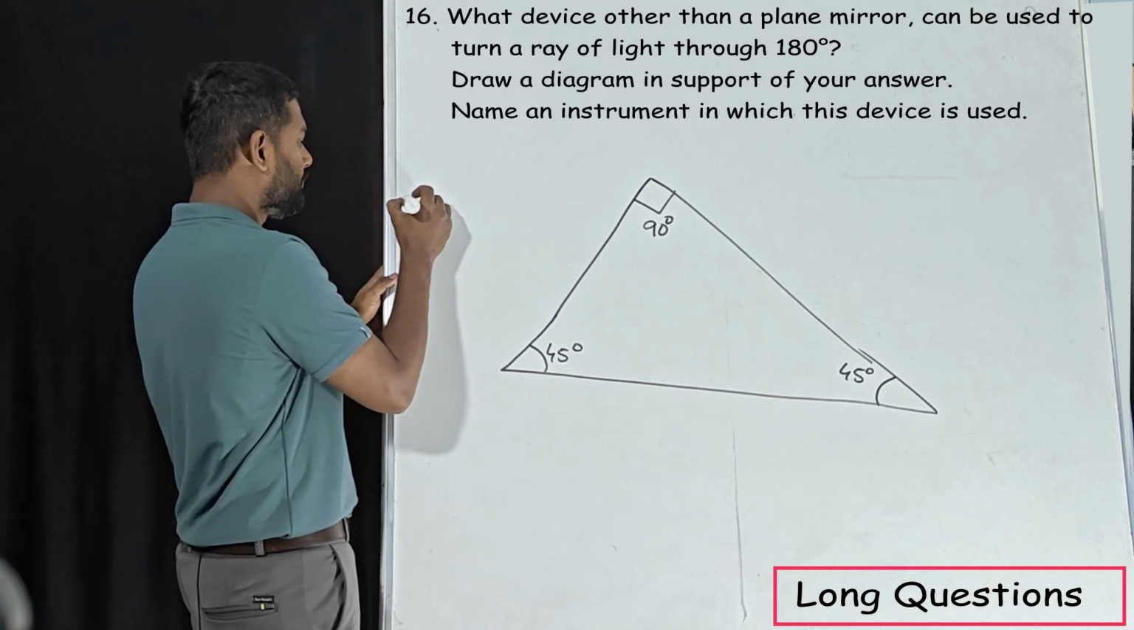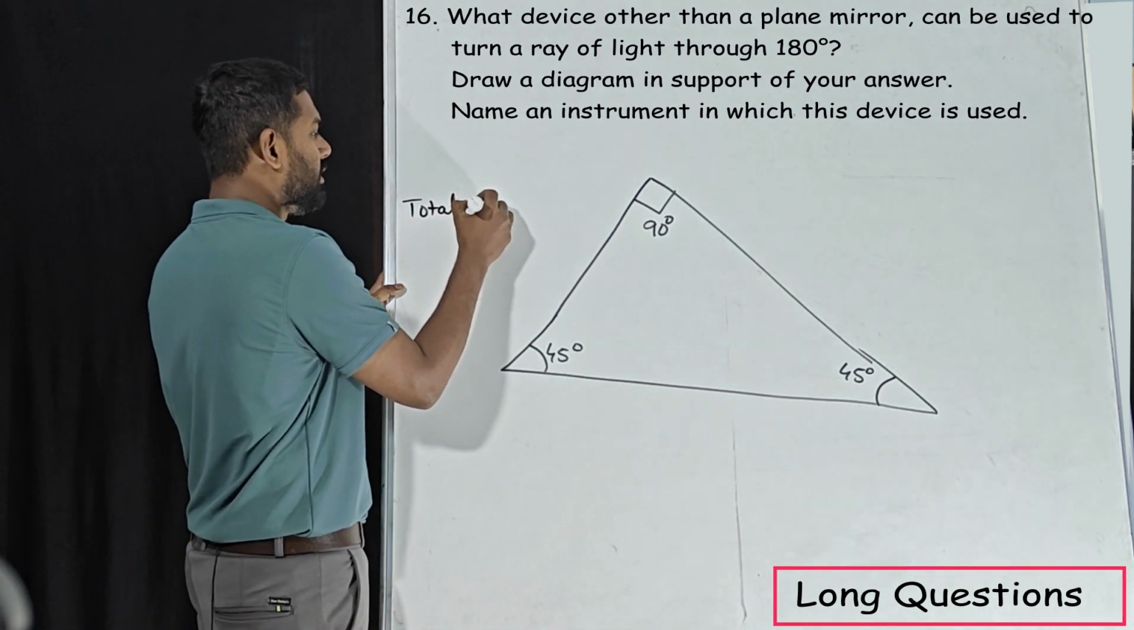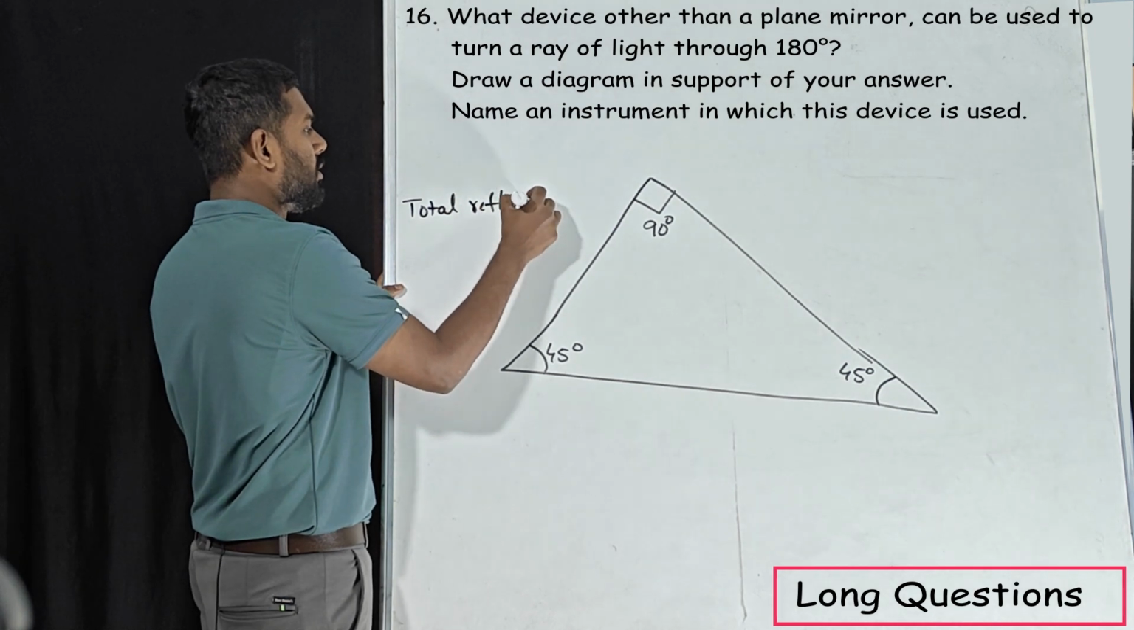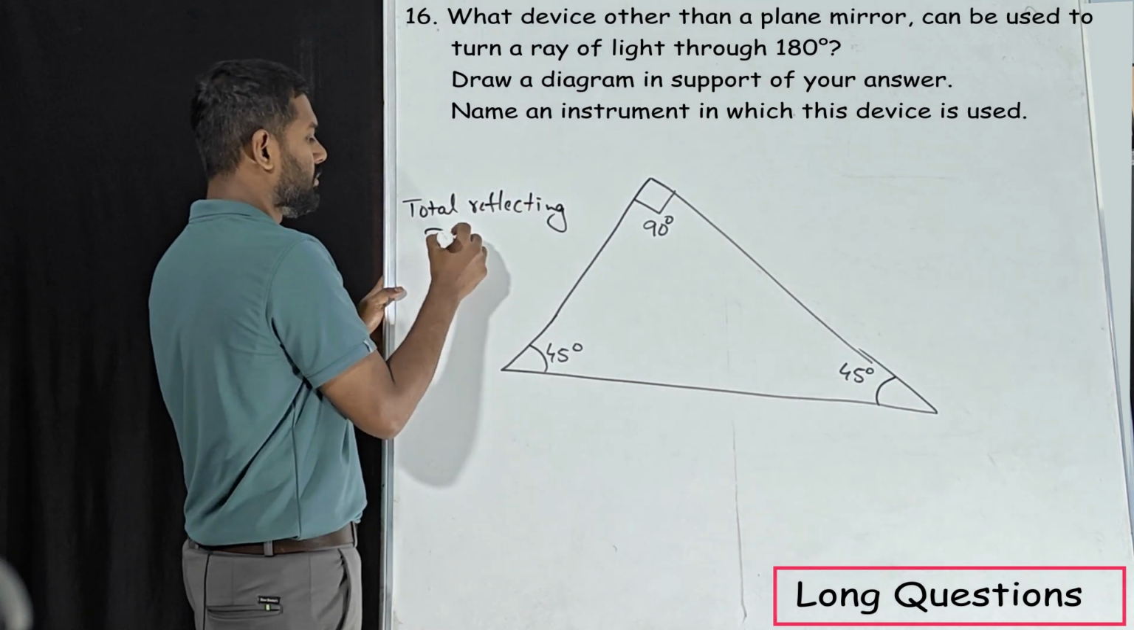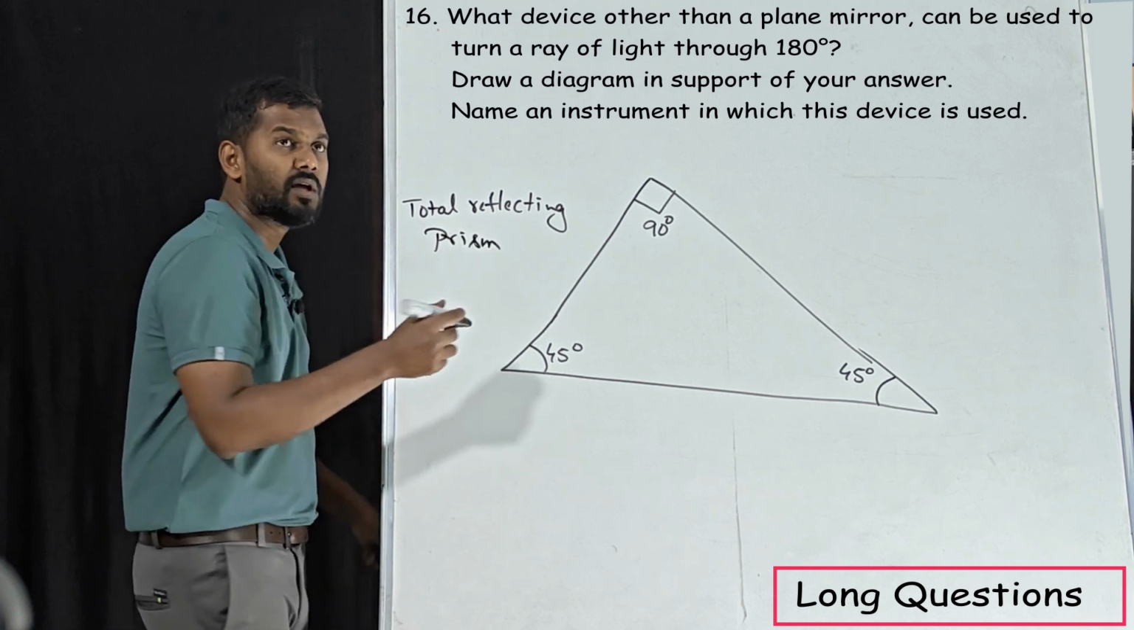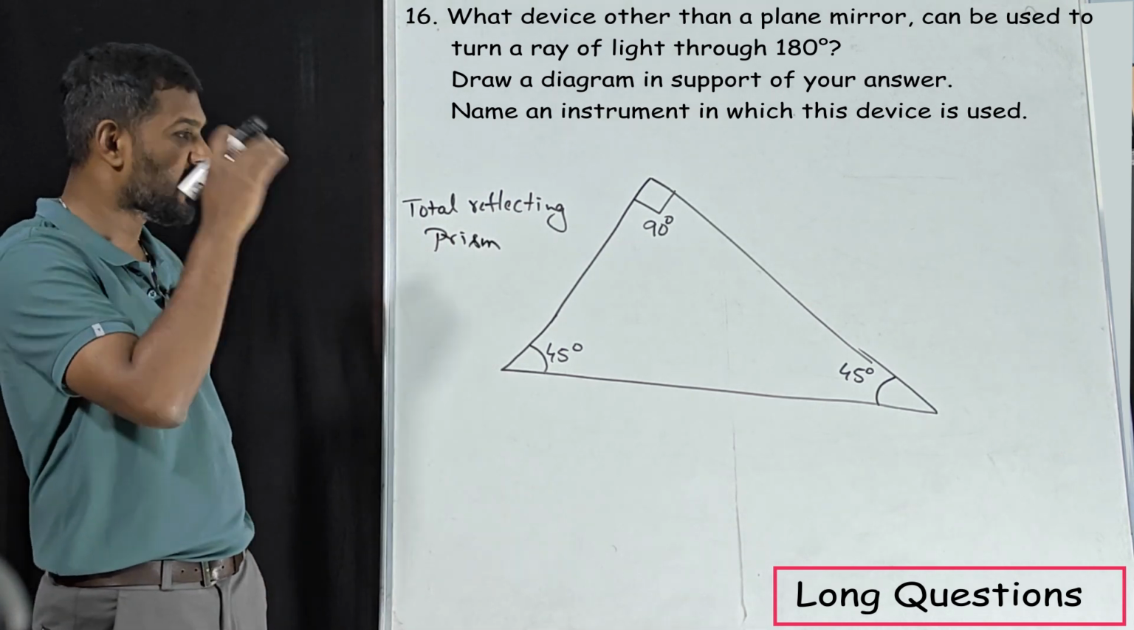Okay, total reflecting prism is the answer. Then we have to complete the diagram. We have one more question.